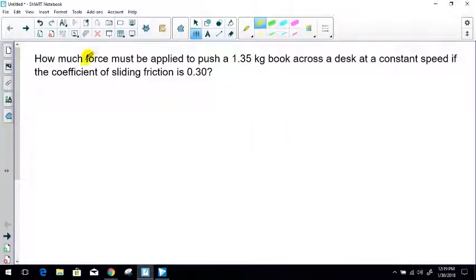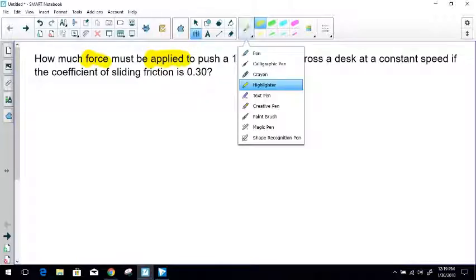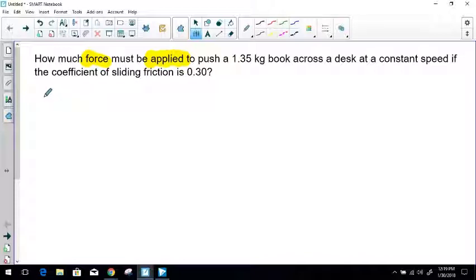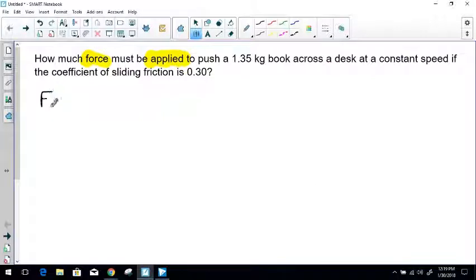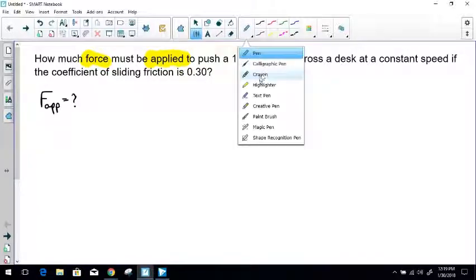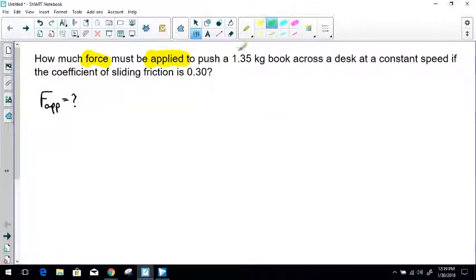first off, we have this idea of force and applied. So how much force must be applied? So right there, that tells me that's what we're looking for. So force applied is what we're looking for. To push a 1.35 kilogram book. So this 1.35 kilograms, we know that mass measures kilograms. So we're given this idea of mass.